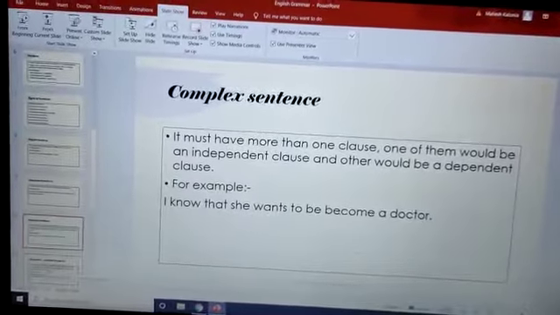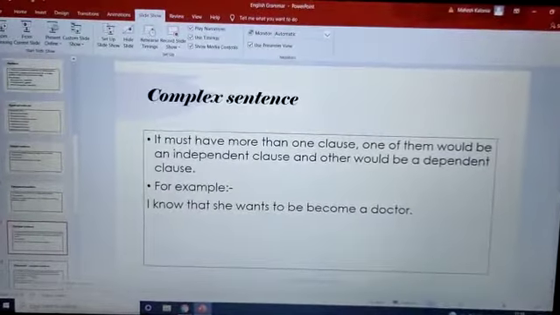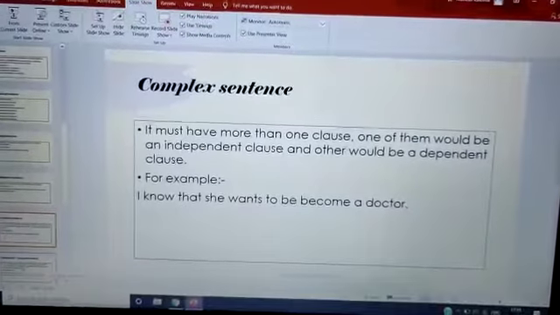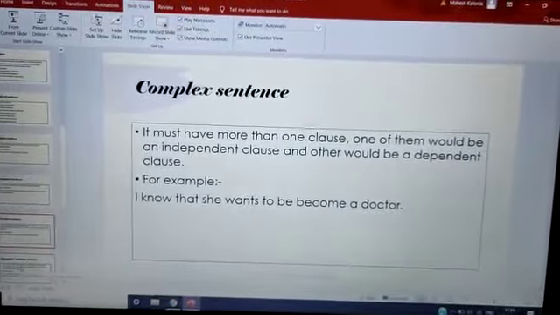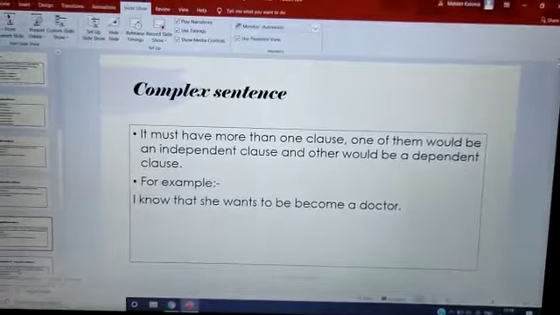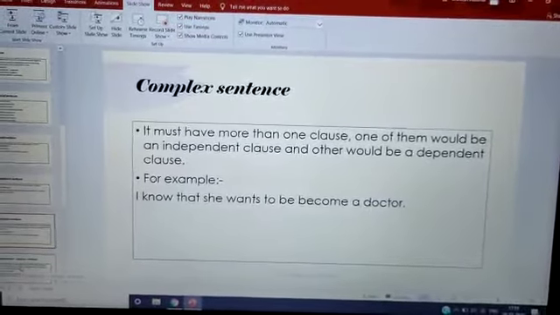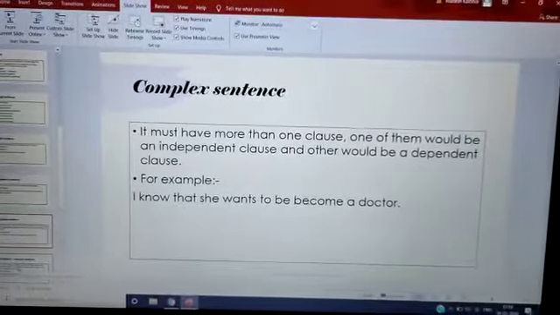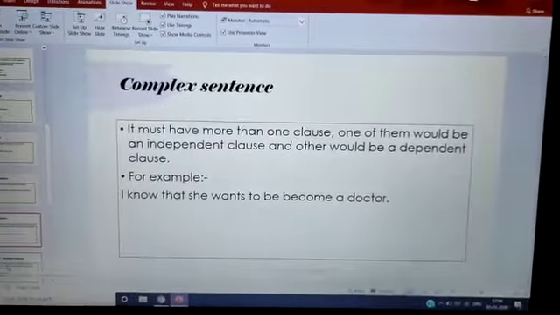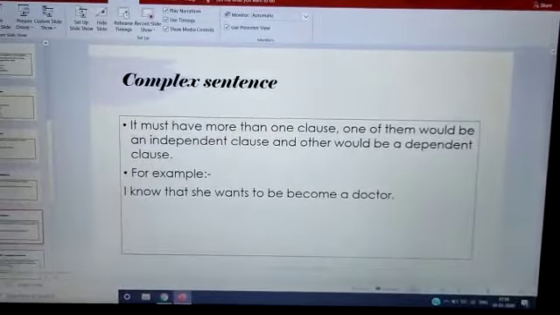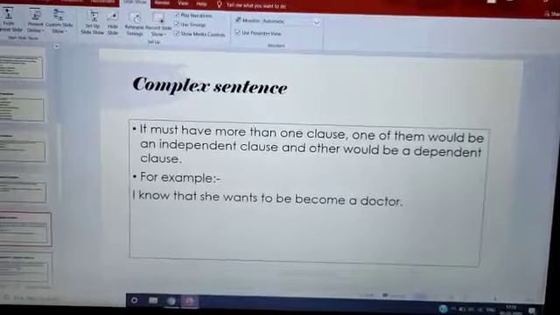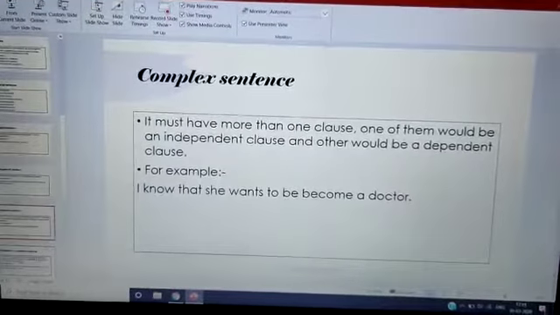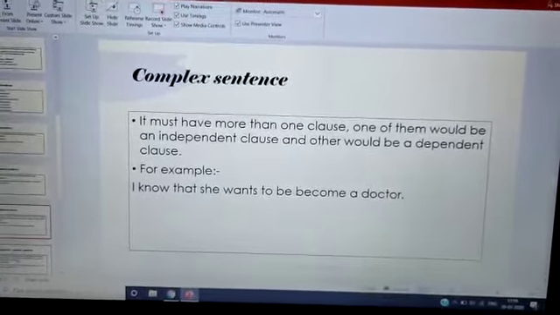Moving to the next slide, complex sentence. Complex sentences are those sentences which must have more than one clause. Means the number of clauses here would be more than one, and one of them would be an independent clause and the other would be a dependent clause. So for example, I know that she wants to become a doctor.